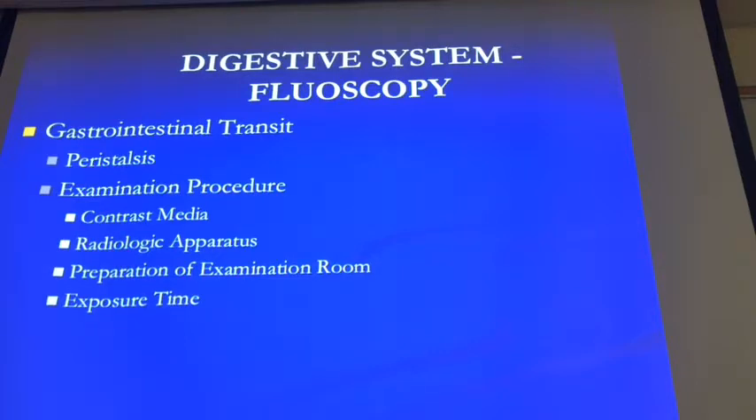Why do you think I'm making a point of talking about exposure time? So you don't want to expose the patient to radiation, and also yourself. Okay, can you be more specific? Or someone? You want less exposure time. When? Always. Always. But in this case, particularly why?